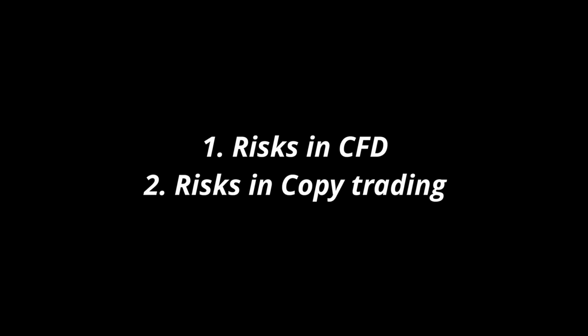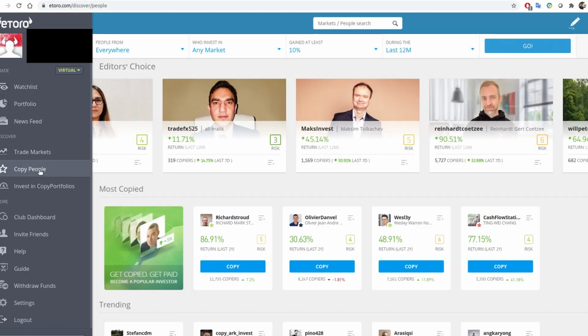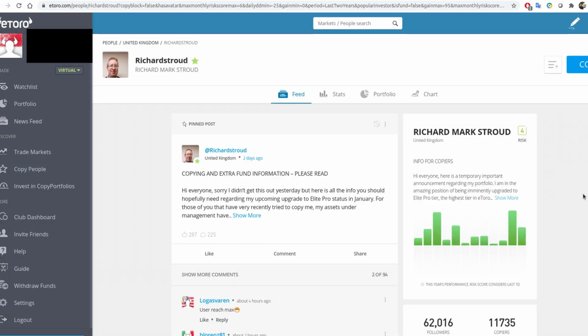Second disadvantage is risks in copy trading. One of the cool functions in eToro is the copy trade function, where you can look at well-known traders or investors with high returns and copy their portfolio. So whatever they buy, it is very easy for you to replicate it. Here you don't have to look at company after company and design your portfolio. This is an easy way for you to replicate the trader's strategy and enjoy returns.